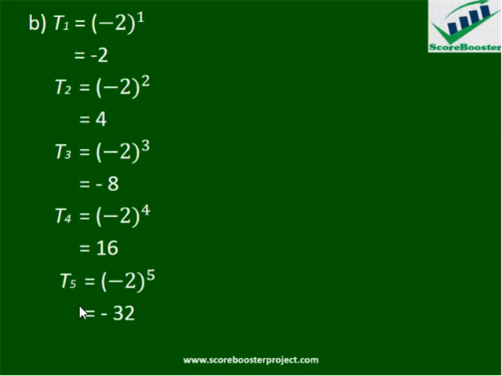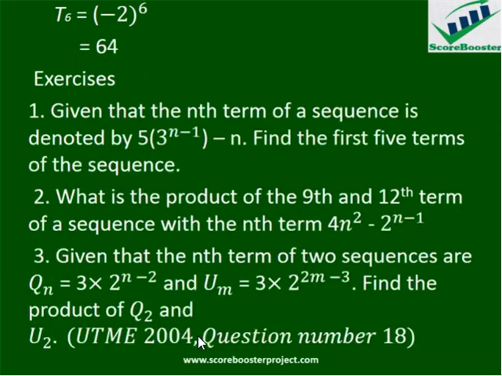The same thing is applicable to the fifth term, minus 2 raised to power 5, which is minus 32. Also, the sixth term, we have minus 2 raised to power 6, which is 64. These are exercises to show if you really understood what we have been explaining. We have one of the past questions, UTM 704, question number 18.